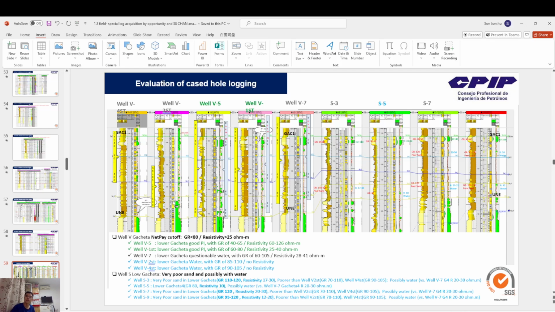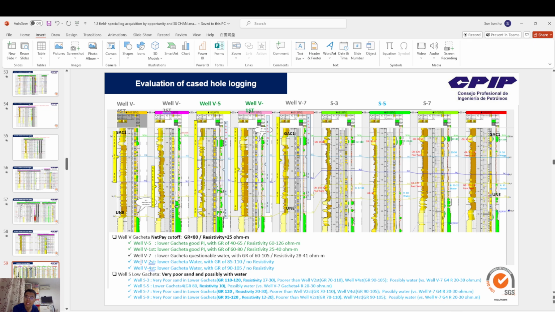So evaluation of the wells in the V field Gauge net pay cutoff. V5 lower Gauge good productivity with gamma ray of 40 to 65, resistivity 60 to 126 ohm meters. V1 sidetrack lower Gauge with good productivity. The gamma ray ranges from 60 to 80. Resistivity ranges from 25 to 40 ohm meter.